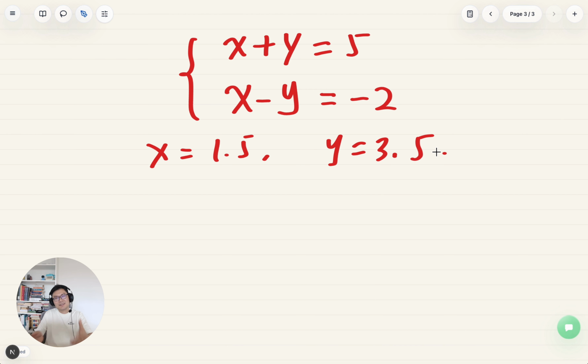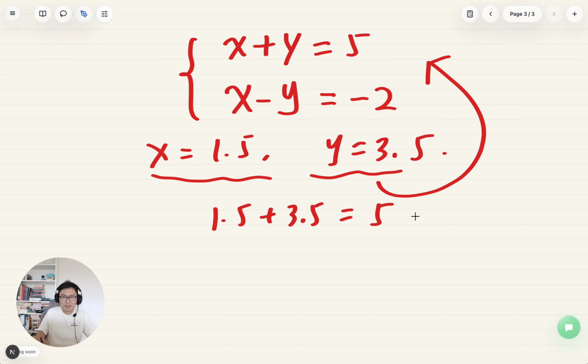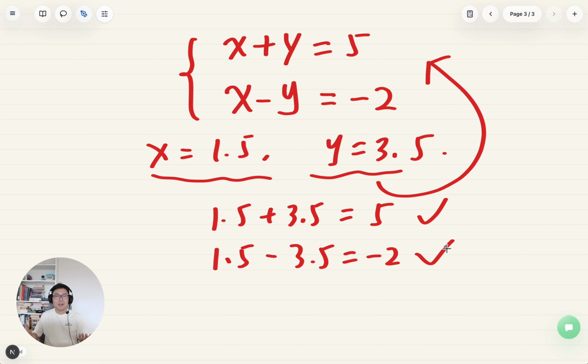That will work. Let's just verify these two answers by plugging these two values back into the system, right? So x plus y, 1.5 plus 3.5, that really gives us 5. That's good. And then x minus y, 1.5 minus 3.5, that really gives us negative 2. That's good. So the answers are correct. But it's a good thing to learn how to solve the system of equations manually, right? So we can do that.